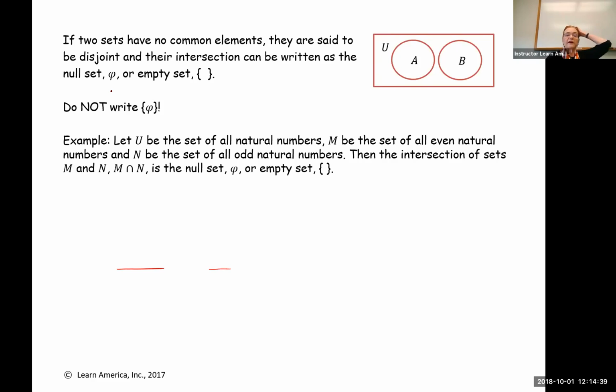Now let's consider the following. Let U be the set of all natural numbers. Remember, those are the counting numbers. Let M be the set of all even natural numbers, and N be the set of all odd natural numbers. The union of these two sets, of course, are all of the numbers, but the intersection is the empty set because the evens and the odds have no elements in common. So the intersection of M and N is the null set written by the Greek letter phi or showing brackets with nothing in them.